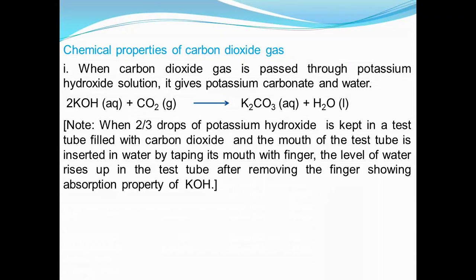Now invert its mouth, and put this test tube in a pot or a bowl, whatever you have, where you have put some amount of water. Put the mouth of this test tube in the water-containing bowl or plate, and remove your finger. If you remove your finger from the mouth, then the potassium hydroxide has already absorbed the carbon dioxide.